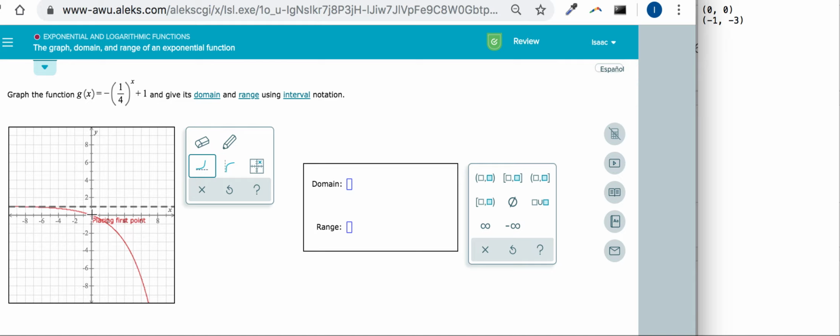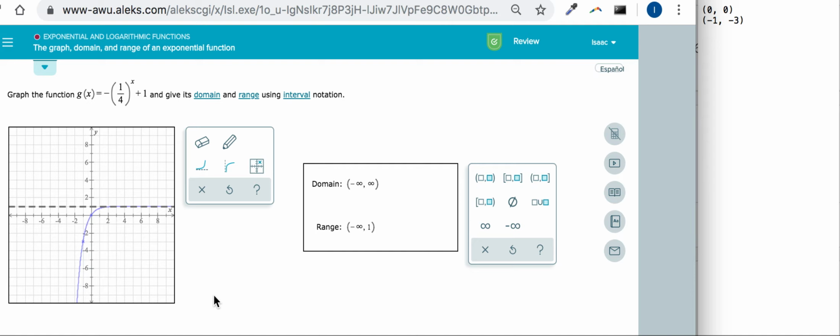First dot is at 0, 0 that we got over here. Second dot's at negative 1, negative 3. Put a dot there. There's our graph. And again, the domain is negative infinity to positive infinity because all numbers are okay to plug into an exponential function. The range, though, the lowest value we can get is negative infinity. And the highest value we can get is 1.